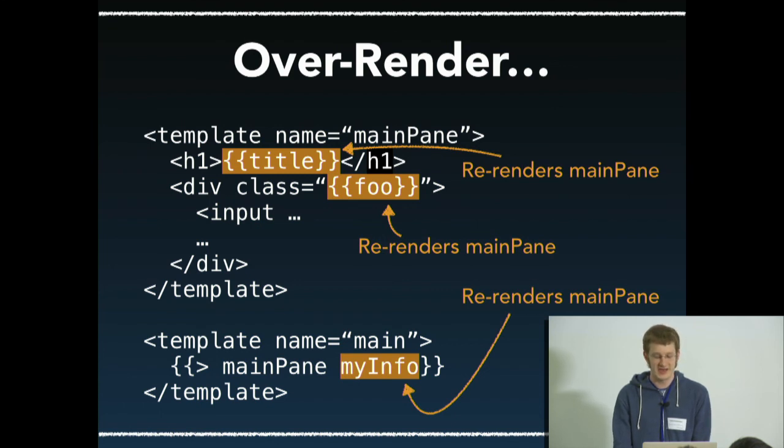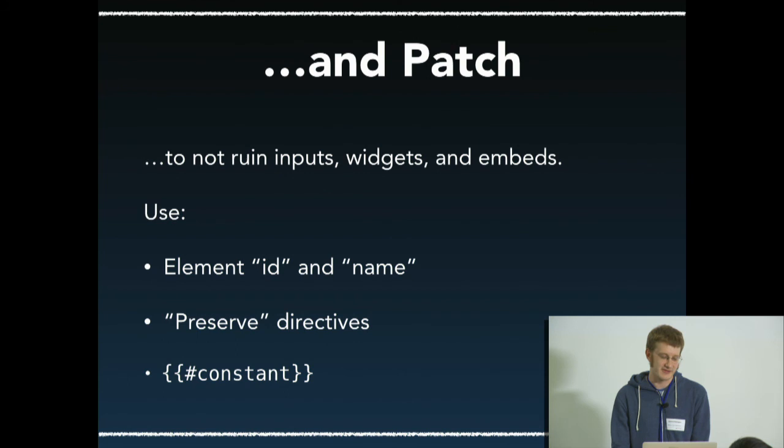And the reason that's okay, even though we have this input element in the middle that we probably don't want to mess with, is we had the patching algorithm whose goal is to not ruin inputs, widgets, and embeds through these replacements. And it required these hints. So element IDs and names are significant. You can write your own preserve directives, and you can use this constant region thing that a lot of people have to use. And that was impressive computer science, but we decided that's too complicated.